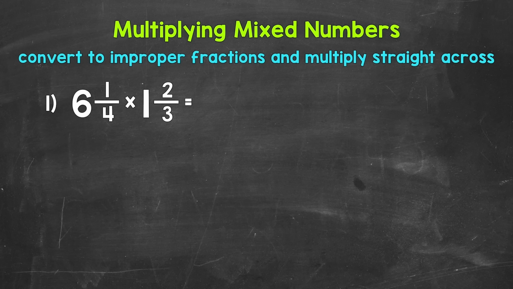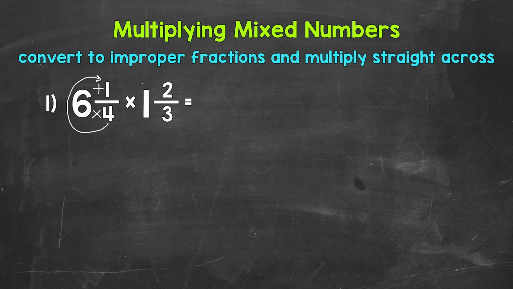So our first step here is to convert the mixed numbers to improper fractions. That way we just have numerators and denominators, and we can multiply straight across. So let's start by converting 6 and 1/4 to an improper fraction. We do that by starting at the bottom and working our way to the top. We multiply and then add. So we multiply the denominator by the whole number and then add the numerator.